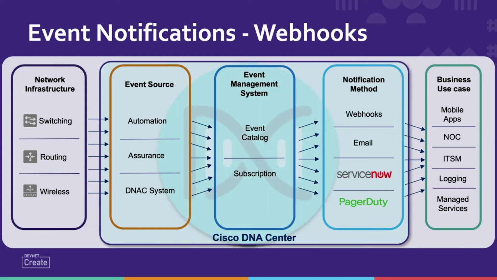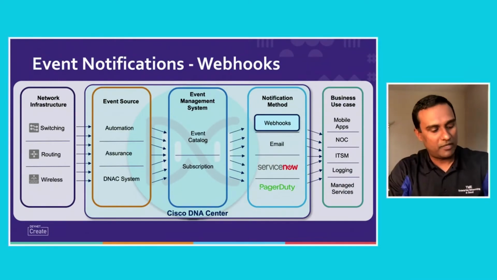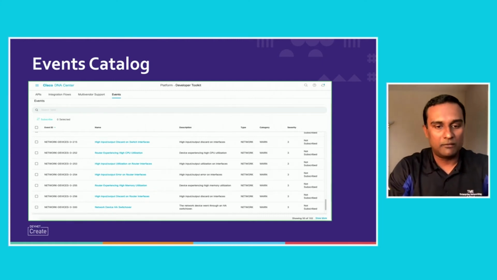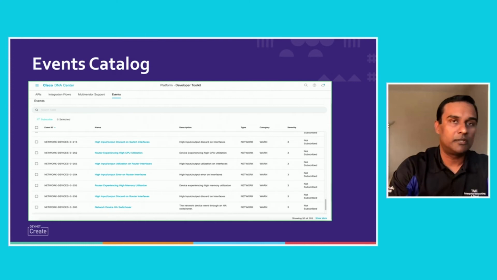All of these systems are part of the DNA Center. So when you install a DNA Center and have it up and running, you get all of this by default. For the sake of this discussion, we are going to focus on webhooks. As I said earlier, we have an events catalog. This is again part of the developer toolkit on DNA Center. We have an API catalog, and then we have an events catalog, which is going to give you the list of all of the events to which you can subscribe. Right now we have more than 100 events that you can subscribe to, and we keep adding more and more events to this catalog with every release.